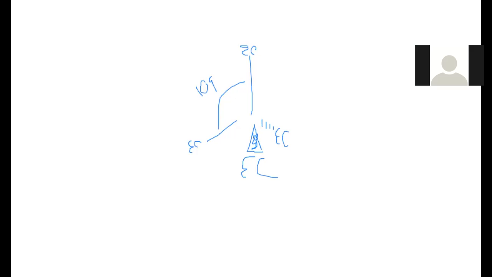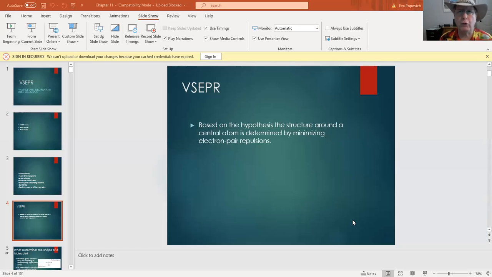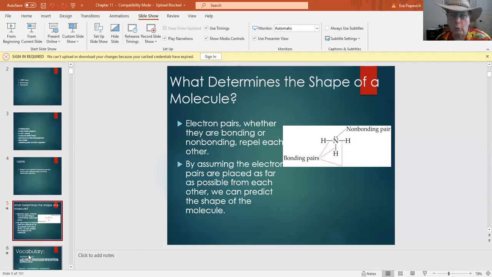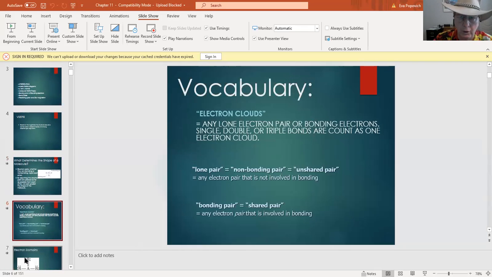Okay. I'm going to stop share here and go back to the PowerPoint. So we're trying to minimize electron pair repulsions by keeping the distance as far apart from one another as possible. So whether they are bonding or non-bonding, they repel each other. By assuming they're placed as far apart as possible, we can predict what the shape of the molecule is. That's all what VSEPR's basic plan is.